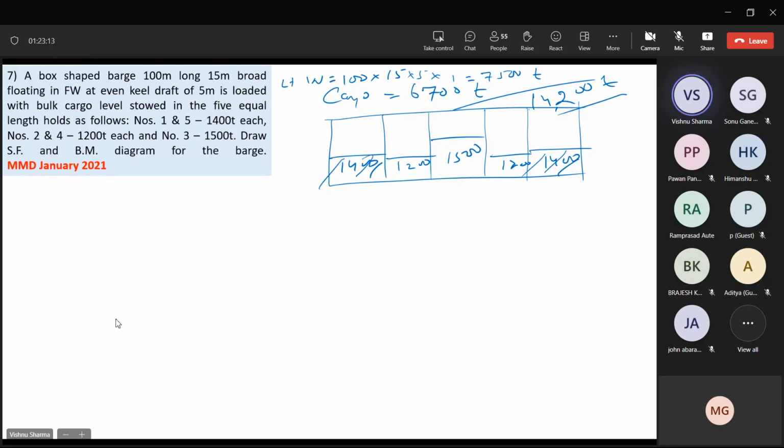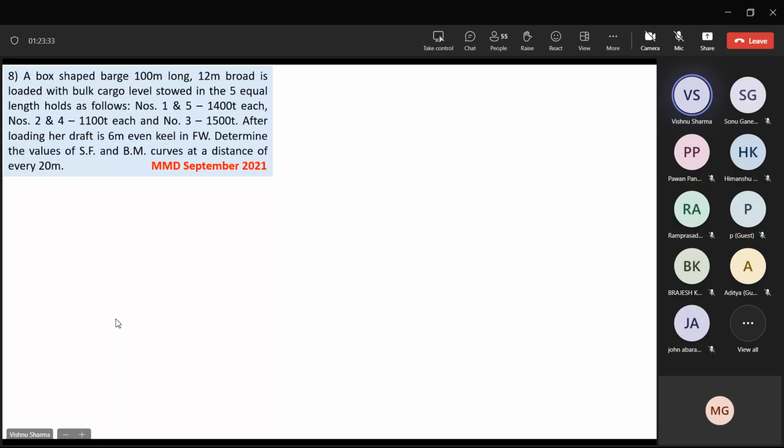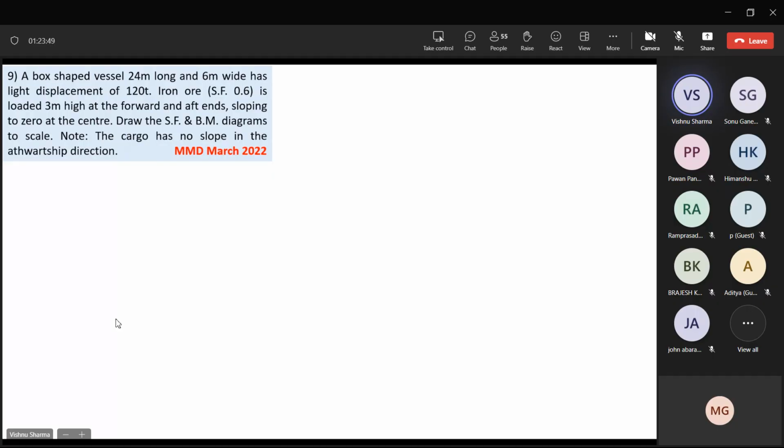And will the vessel be on even keel? Yes, sir. So it will be an even keel with displacement buoyancy of 14,200. It will be a horizontal line like yesterday. So it's a question based on yesterday's concept. Then the next question is the same, bulk cargo stored in 5 equal holds. The only thing is it is in fresh water, 6-meter draft. Weights have been changed. Same question, except the values changed.